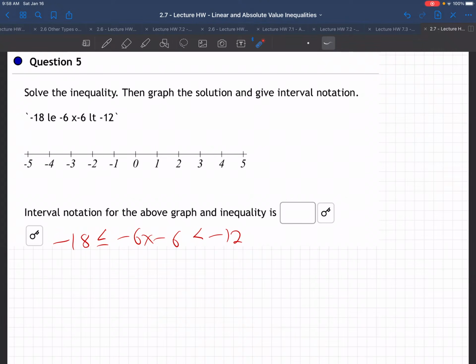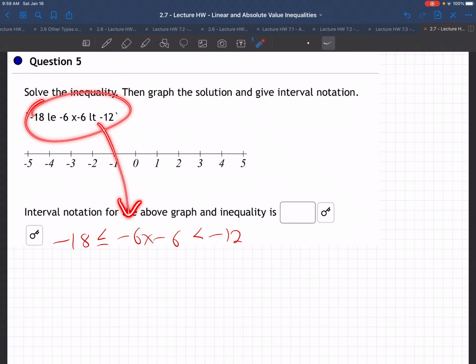Welcome to an example in which we're solving an inequality, and we want to graph it, and we also want to give the answer in interval notation. Okay, so how do we do it? So it's kind of a weird one. I know this looks funny, so I just rewrote it down here.